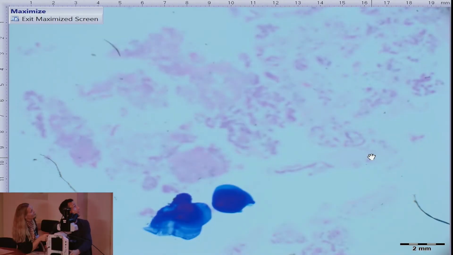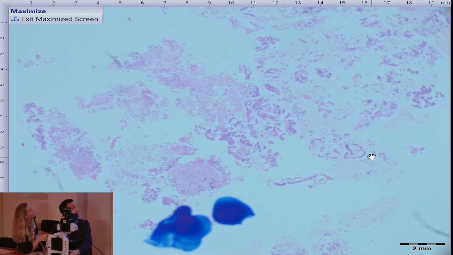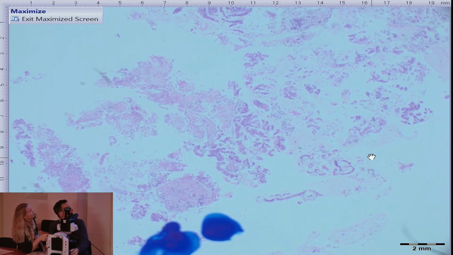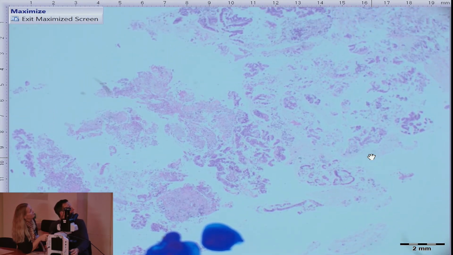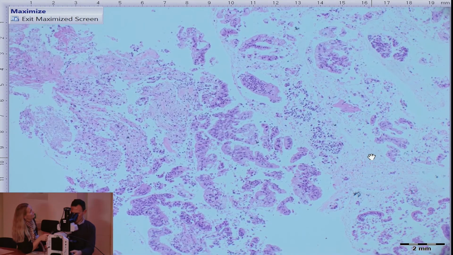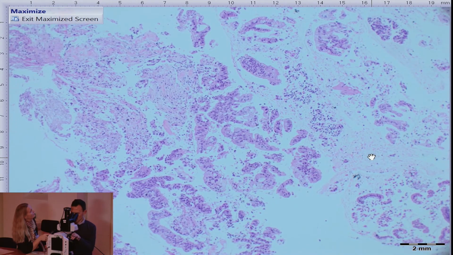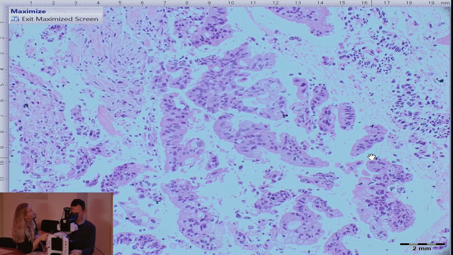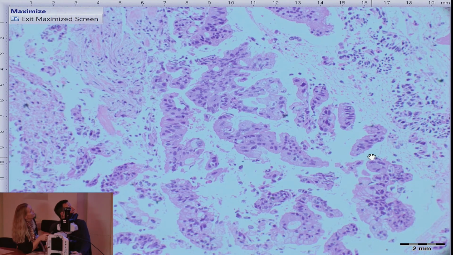Oh, wrong way. And I don't know if you can appreciate that we have a lot of loose fragments and flakes of columnar epithelium with varying degrees of atypia, varying degrees of dysplasia. If you look at some of the cells in this image, we can surely agree that they are abnormal, they are neoplastic, and they are malignant.